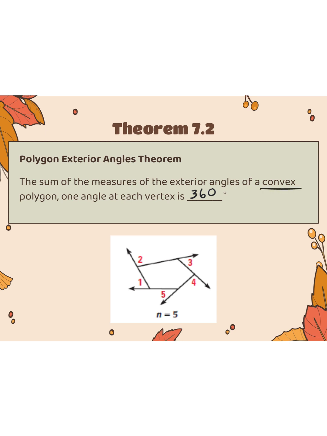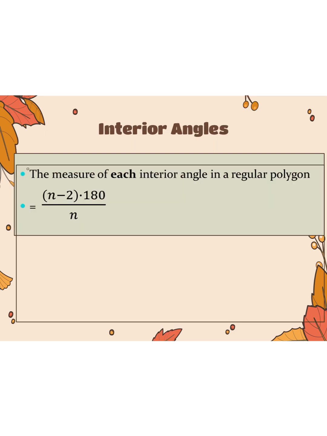Again, the key word right here is convex. In this case, we have 1, 2, 3, 4, 5 angles, and the sum of all of those angles should be 360 degrees. So guys, we're talking about the interior angles right now.